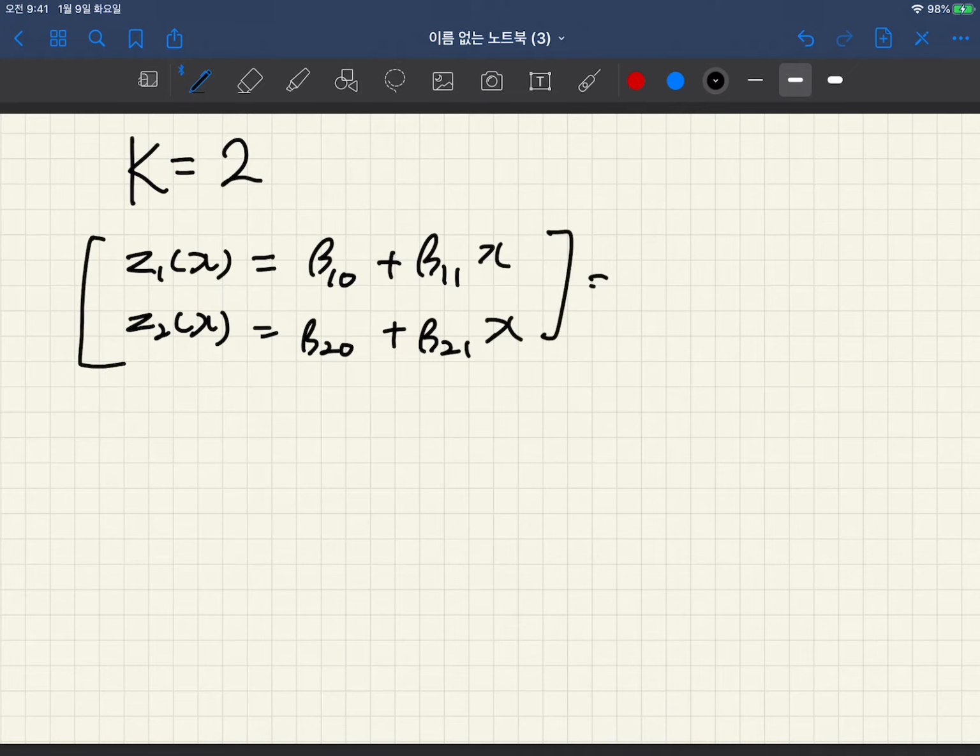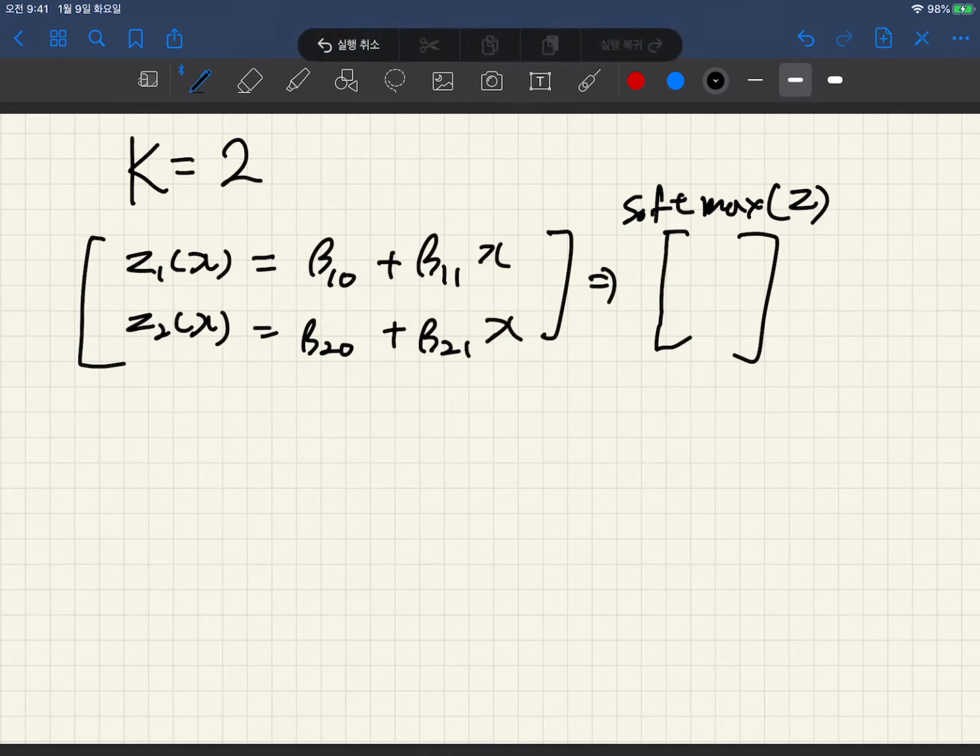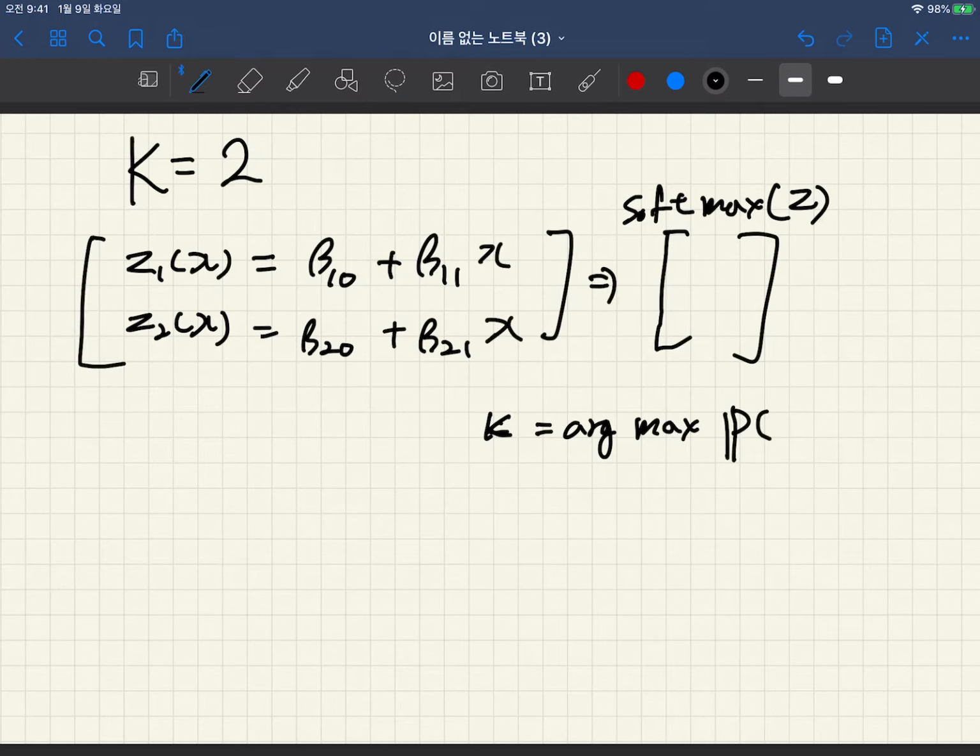And then apply softmax, and then make a prediction using this softmax vector. Okay, the prediction, of course, finds the index k that maximizes this conditional probability.